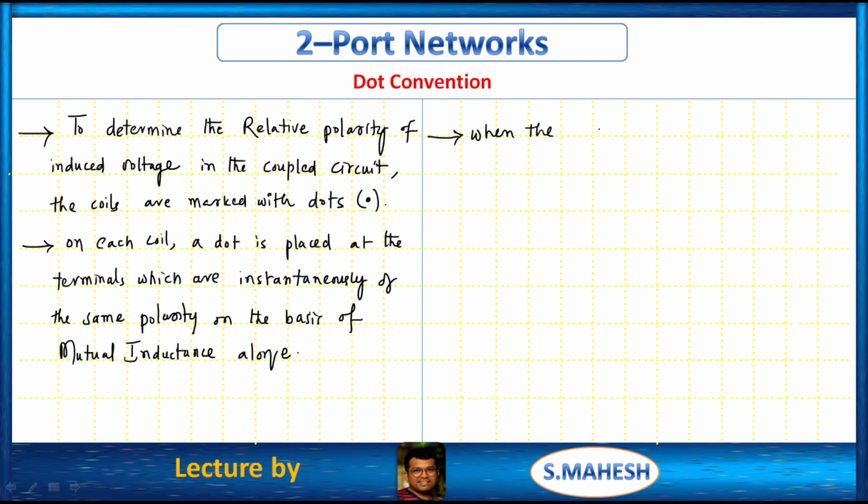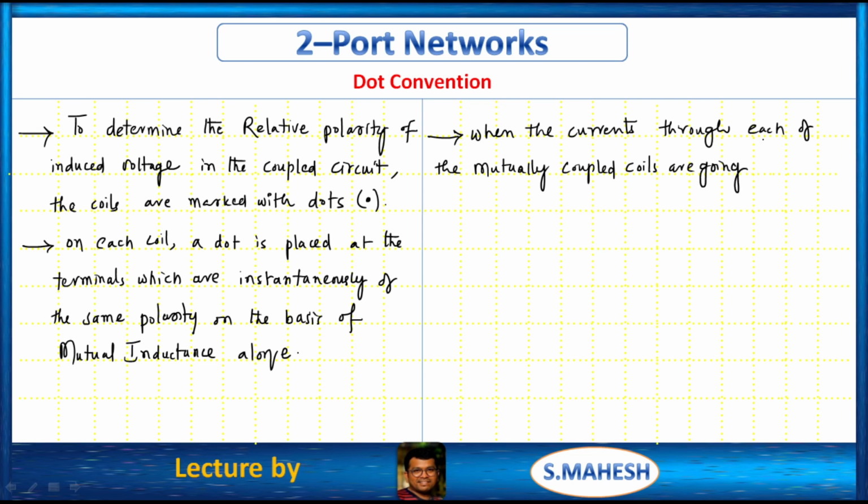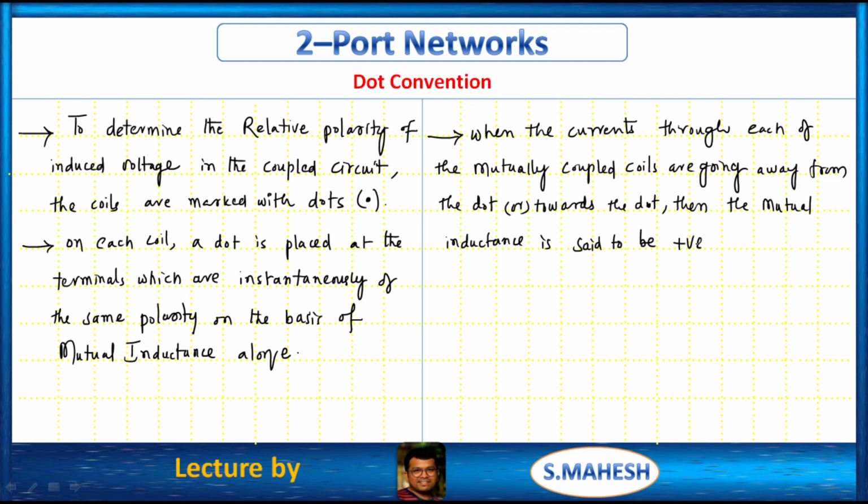When the currents through each of the mutually coupled coils are going away from the dot or towards the dot, then the mutual inductance is said to be a positive value.